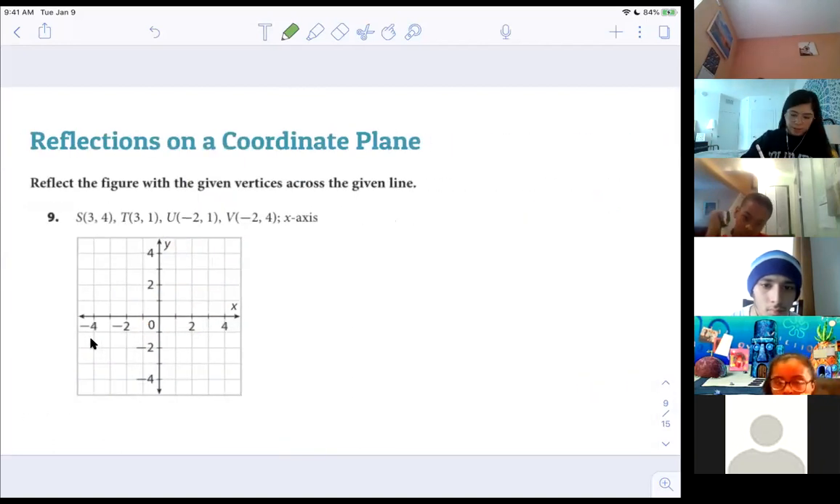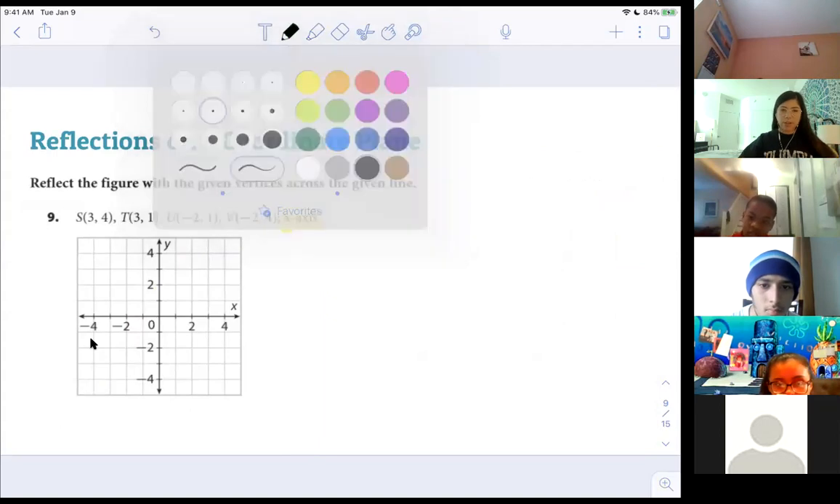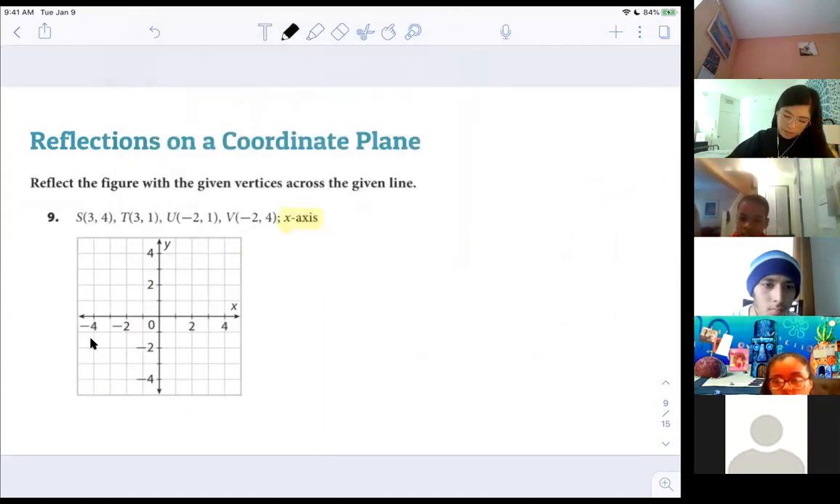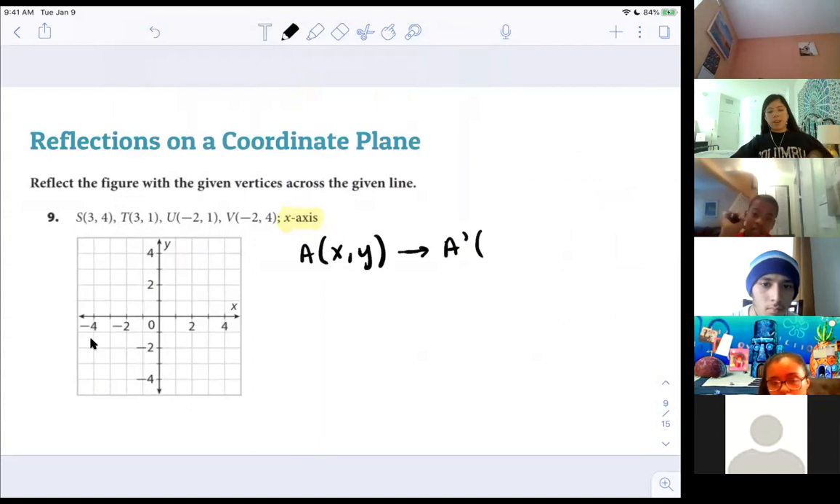Now let's do one over the x-axis. So I'm going to write down all of my points first. And what is my rule? X comma y becomes what? X comma negative y. Jalen, good job. I was going to call on you anyway.